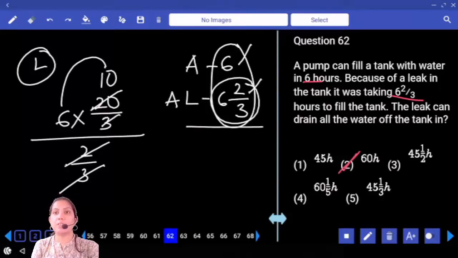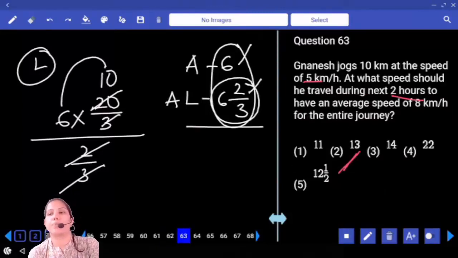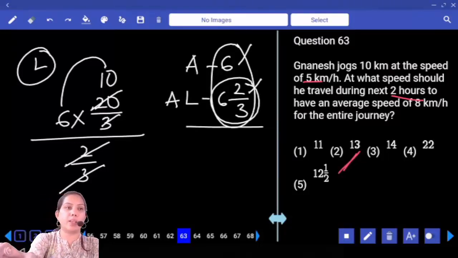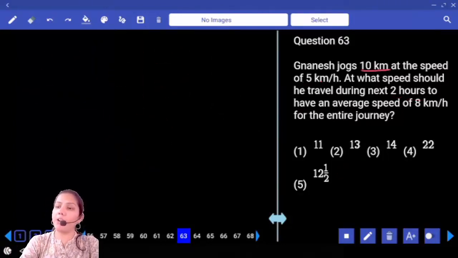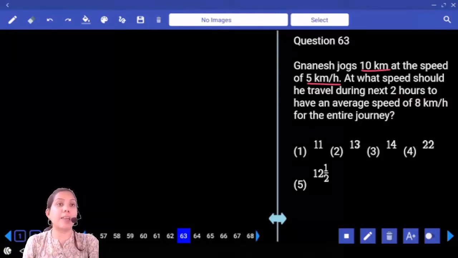Okay? Next, question number 63. Ganesh jogs 10 kilometers at a speed of 5 kilometers per hour. He travelled 10 kilometers with a speed of 5 kilometers per hour means what is this time? Total distance he covered is 10 kilometers with a speed of 5 kilometers per hour. Then what is time? 2 hours.